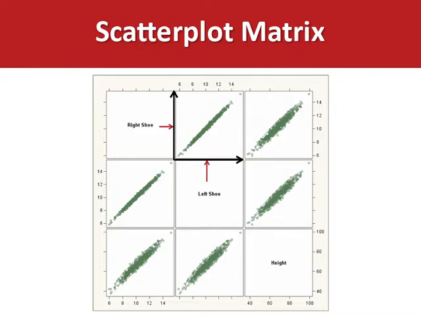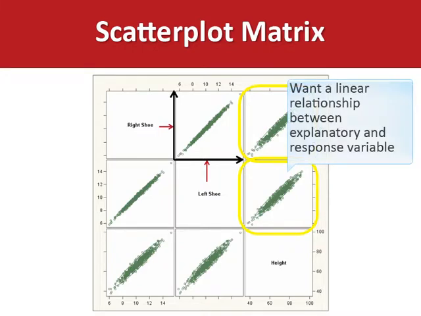We can also move over to the far right column, and we see right shoe and left shoe plotted against height. And that also provides, in both cases, a strong linear relationship. And that's actually good. That's what we expect. In fact, that's why we're using linear regression, to learn this linear relationship between our explanatory variables, left shoe, right shoe, and the response that we're interested in, which in this case is height.